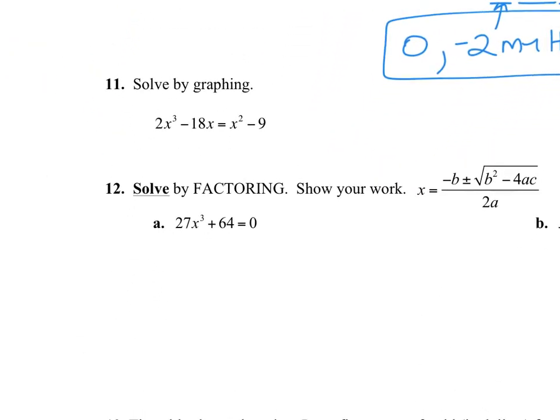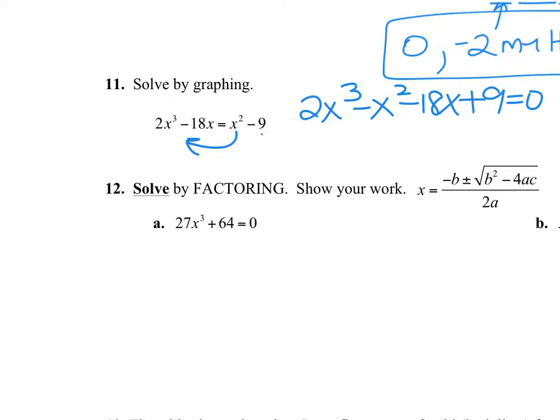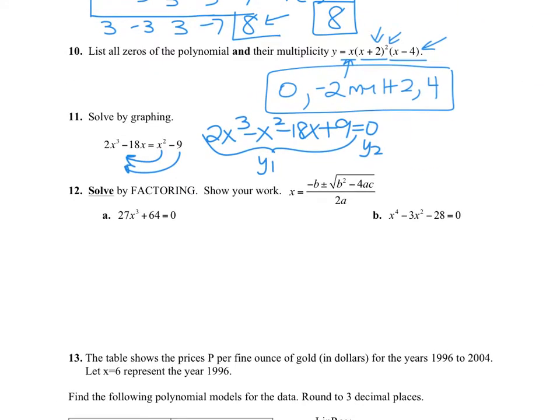Number 11, solve by graphing. To solve by graphing, this is the way I teach it. You want to bring everybody over to one side. So we have 2x cubed minus x squared minus 18x plus 9 equals 0. So I move the x squared over and I move the 9 over. Subtract x squared, add 9. And what you're going to do is go to your calculator, plug that in for y1 and that in for y2 and find any intersections.